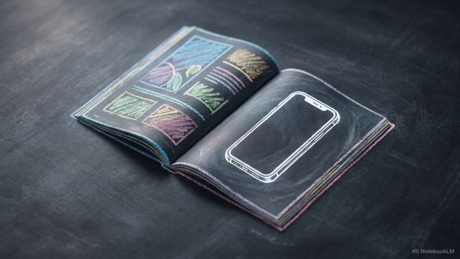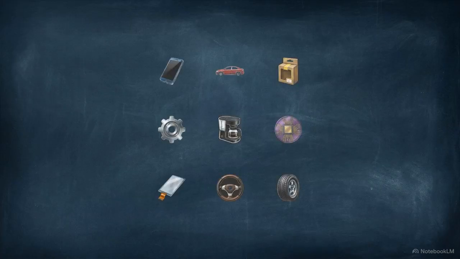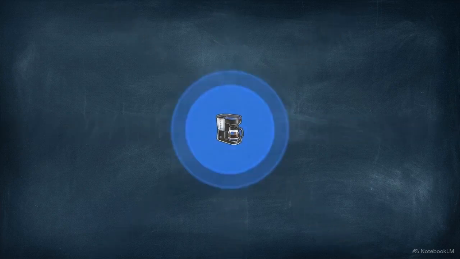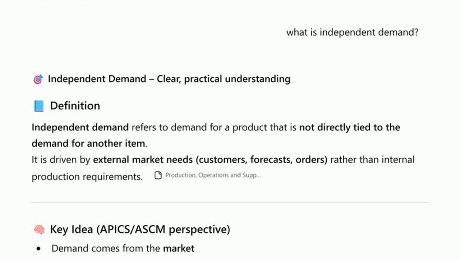In supply chain operations, independent demand is defined as demand for a product that is separate from the demand for any other item in a manufacturer's catalog. Looking at the formal definition from the ASCM perspective, independent demand is not directly tied to the demand for another item. It is driven by external market forces. The pull originates strictly from external actors. These are the end customers purchasing goods, statistical market forecasts estimating future sales, and direct incoming orders.